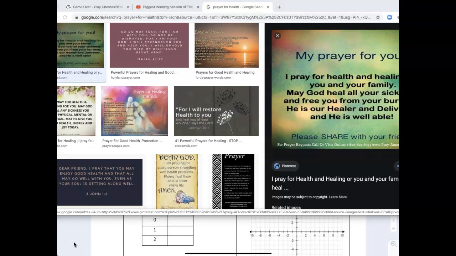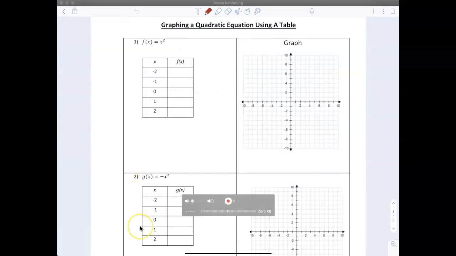I'd like to start off by saying a little prayer for everybody and wishing you well. I pray for health and healing for you and your family. May God heal all of your sickness and free you from your burdens. He is our healer and our deliverer, and He is well able. Amen.